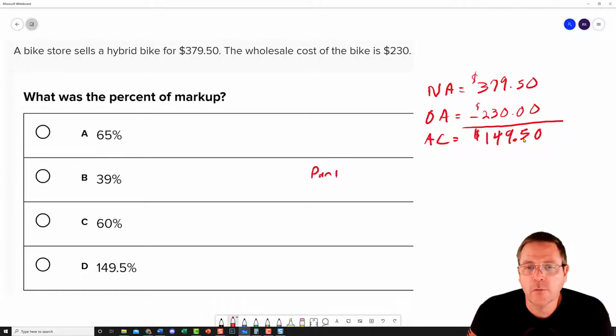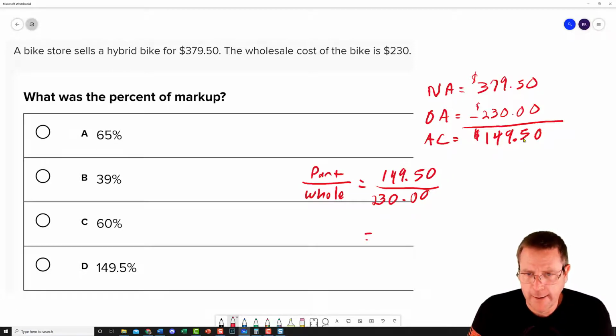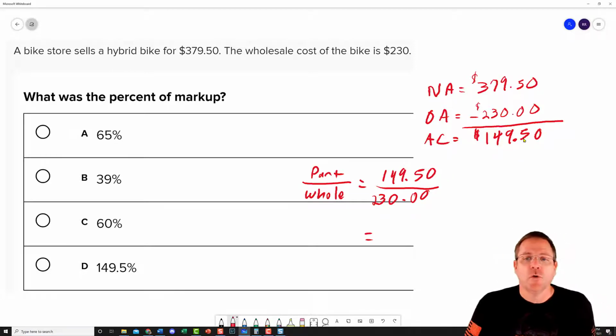Our formula is, of course, nothing more than part compared to the whole. The part is going to be the $149.50. The whole is the original amount, $230, no cents. And when you divide that out, you're going to end up getting your percent change.